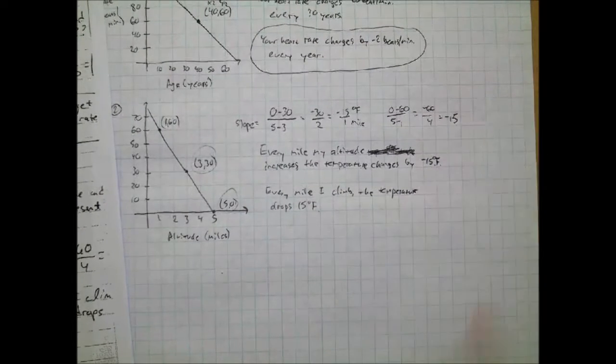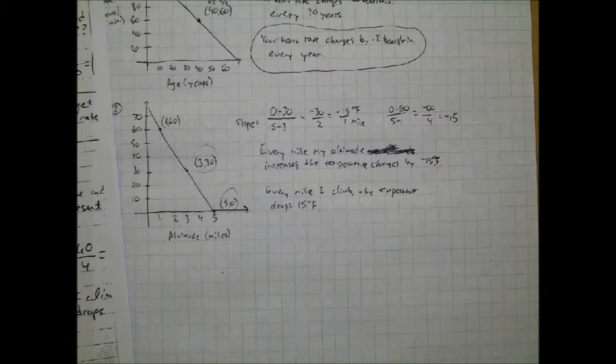That's something about a line. A line's slope does not change. A line's slope is always the same. So no matter what 2 points you pick, you're always going to have the same slope. Good question.